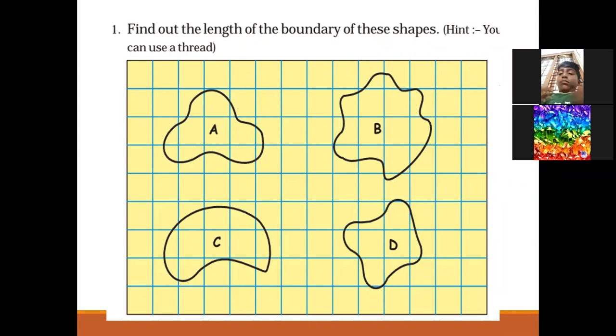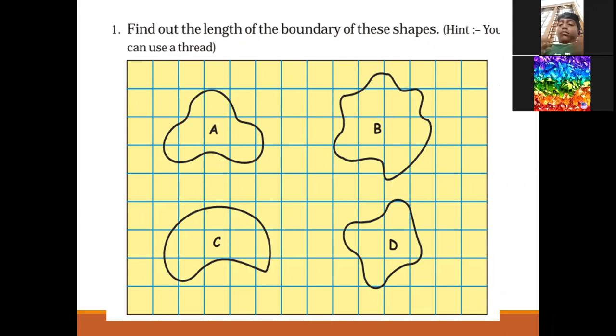I am going to share this. Paste it in your notebook. Take a thread and put it on the boundary. You have to keep the thread on the boundary. Don't deviate. Don't get the thread like this. Keep the thread on the boundary and find the length of the thread. I want to know the answers.